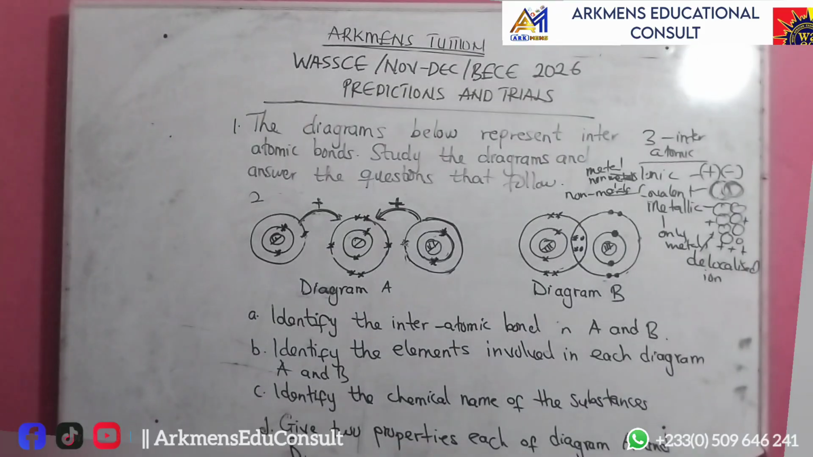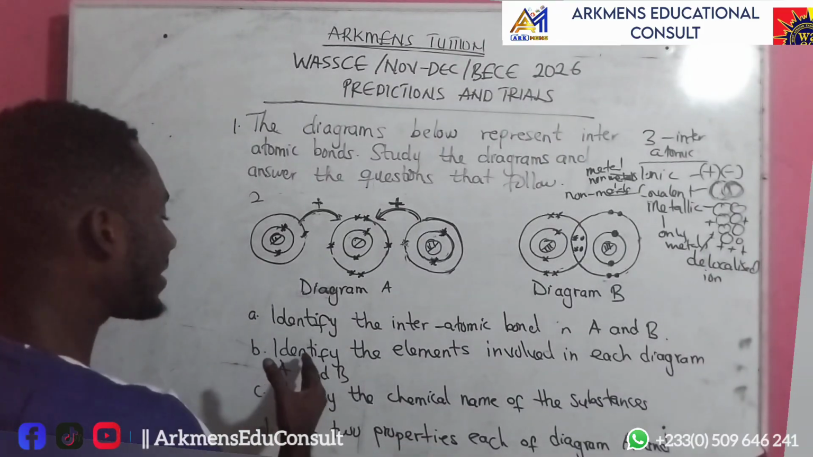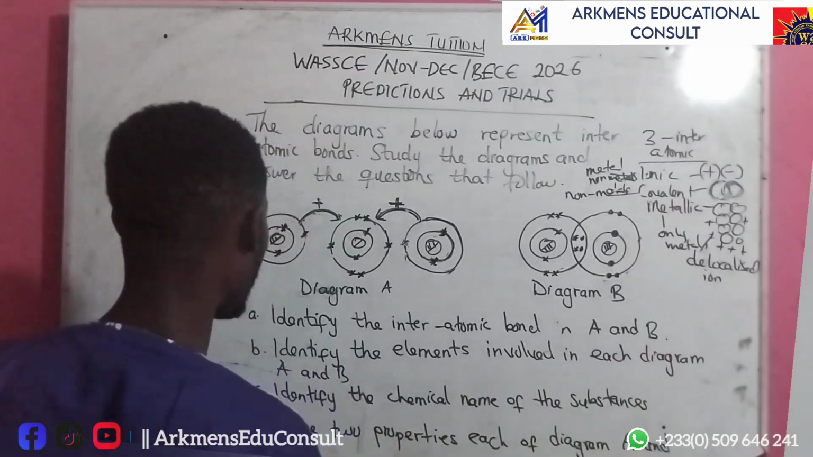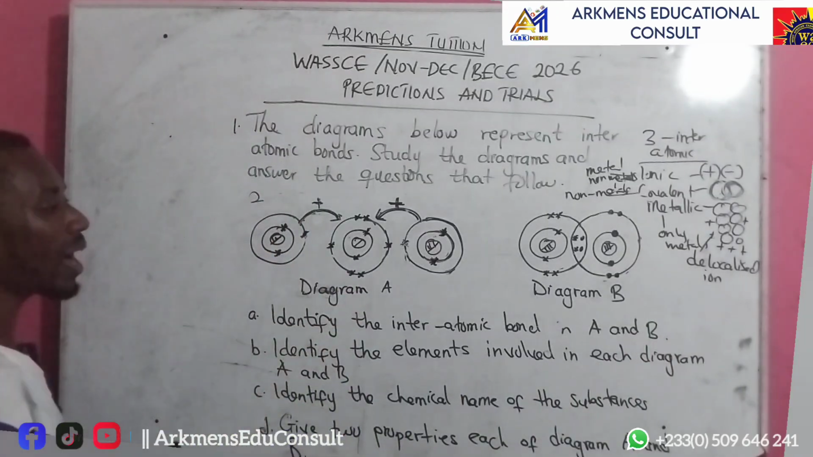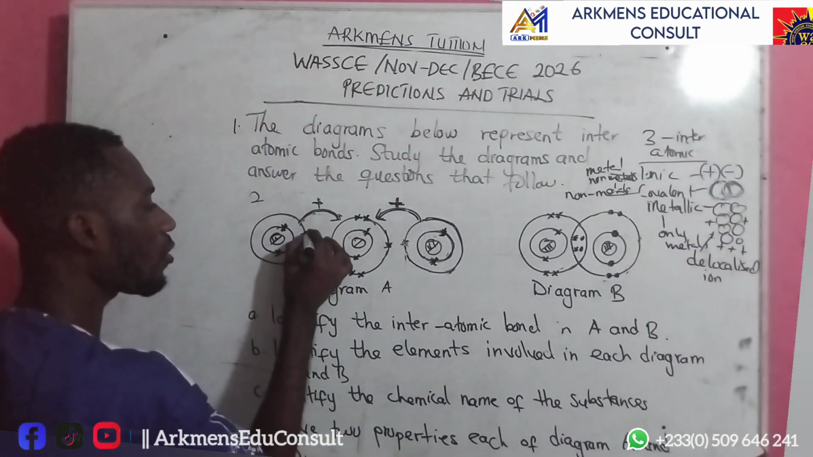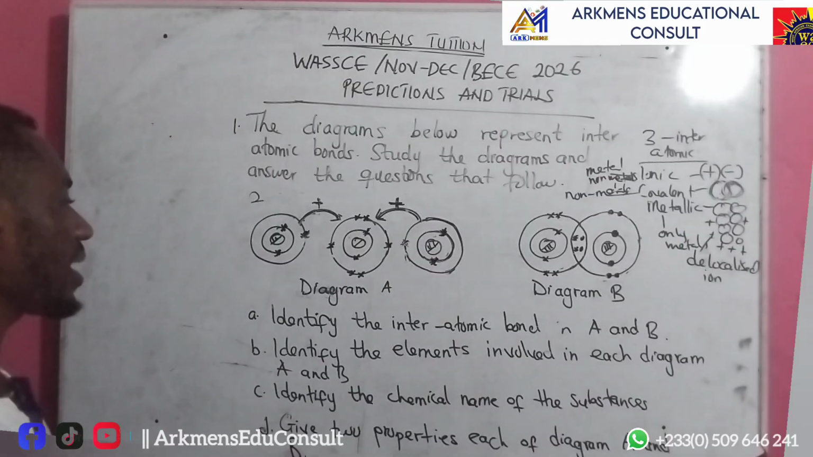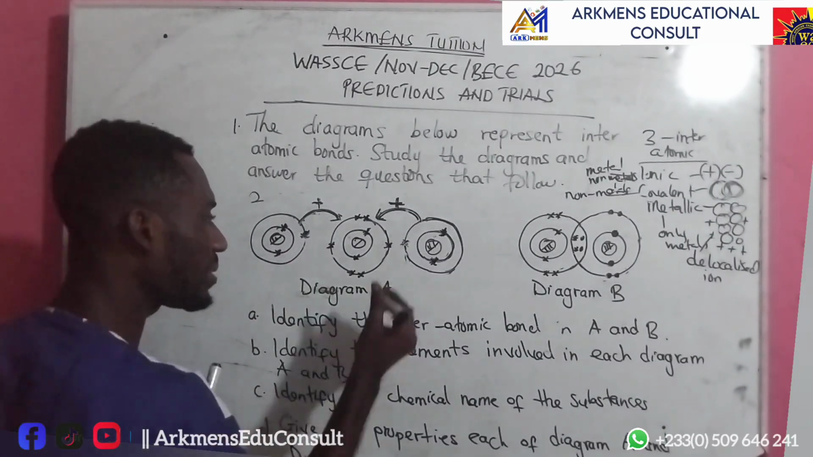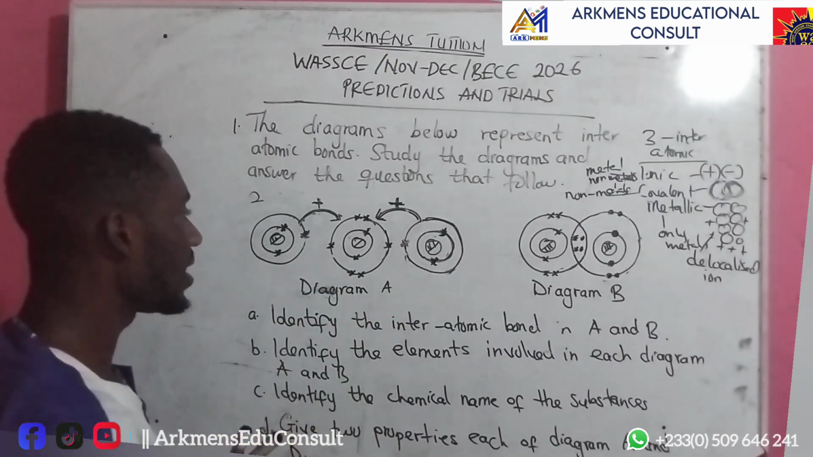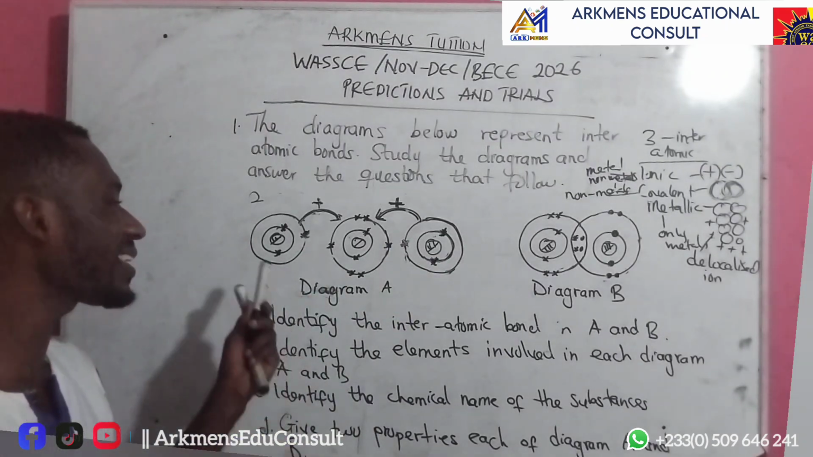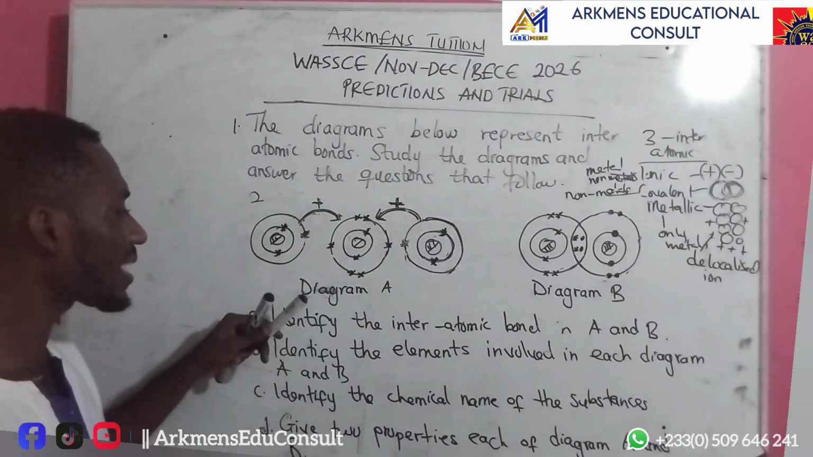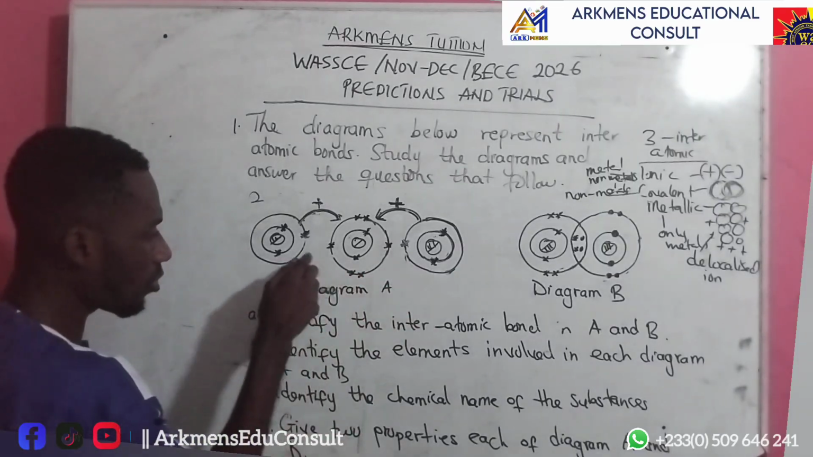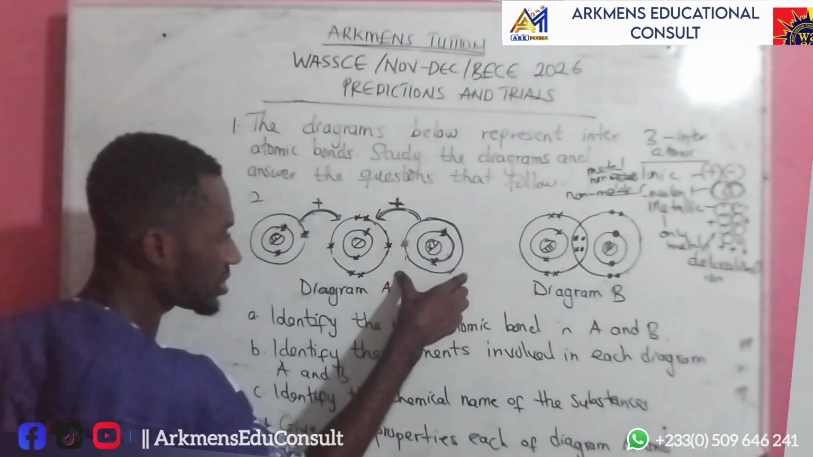Okay, let's move on. B says identify the elements involved in each diagram A and B. So how do you identify the elements involved in diagram A and B? That is a big question. Now, in order to be able to identify the elements that are in A and B, take into consideration each of the electronic configurations. We have 3 electronic configurations here.